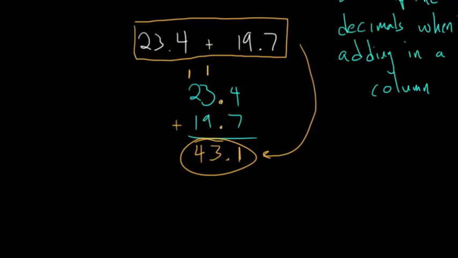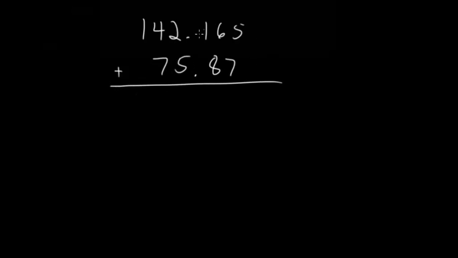Let's do a couple more difficult questions. And I'll just line it up in a column this time. Let's say we have 142.165, and we're going to add that to 75.87. And again, we're just going to line up our decimal places. So the ones places, the tens, the hundreds, the tenths, the hundredths, and the thousands should all line up.